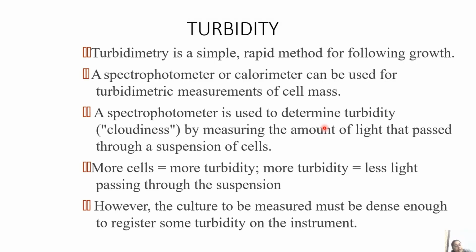So if we talk a little bit in detail, what is turbidimetry? It's basically a simple, rapid method for following growth. A spectrophotometer or colorimeter can be used for the turbidimetric measurements of cell mass, and a spectrophotometer is used to determine turbidity, which is basically cloudiness, by measuring the amount of light that passes through a suspension of cells. More cells will mean more turbidity, and more turbidity means less light is passing through the suspension.